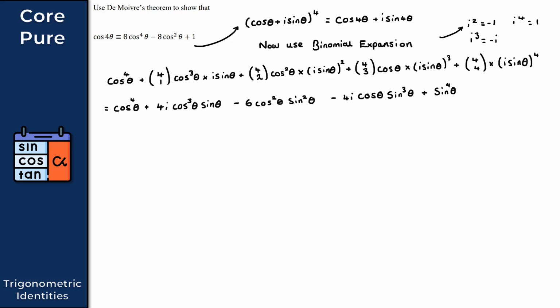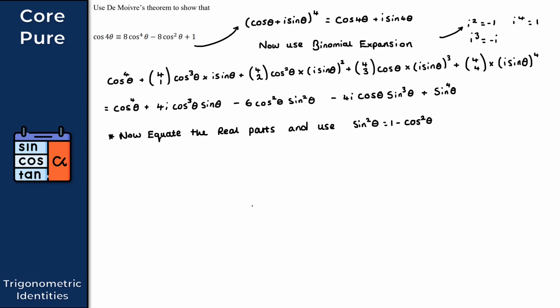All we need to do here then is equate the real parts. So we just make a note here. We're now going to equate the real parts. And we do also need to use a trigonometric identity here. So we're also going to use the fact that sine squared theta is equal to 1 minus cos squared theta.